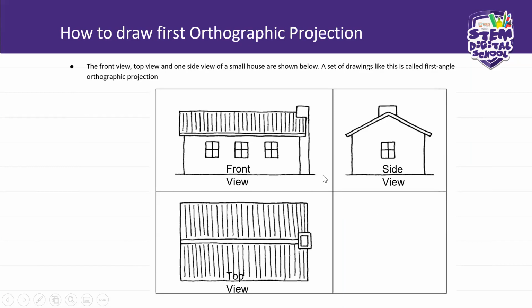Basically, when we draw orthographic projection, we draw the top view and we align it straight with the front view, and then we use this line to project the side view. So proper alignment will be very important, because this must really look like the side of this.